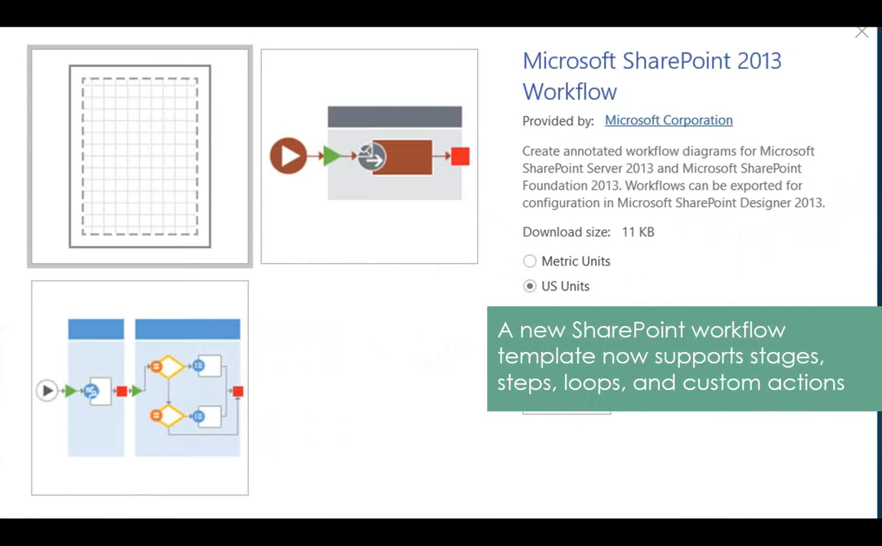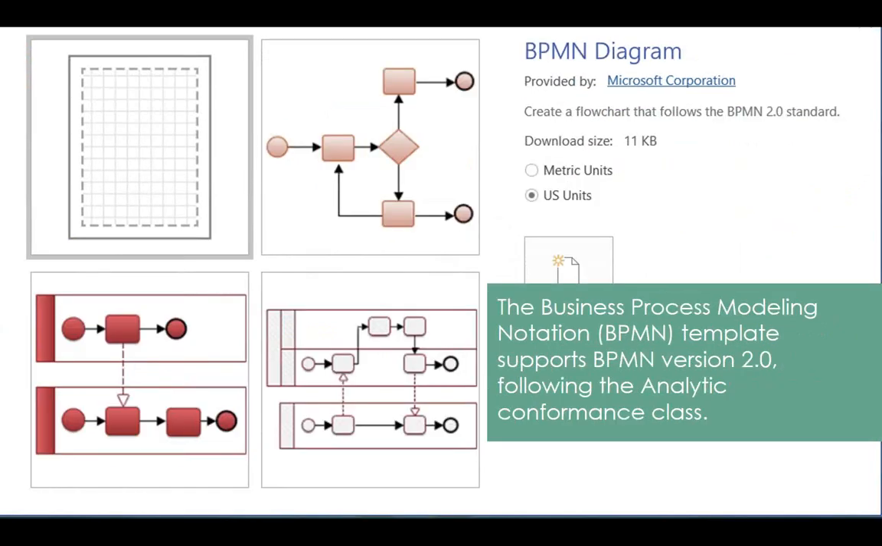A new SharePoint workflow template that has additional support for stages, steps, loops, and some custom actions. I've talked in the past about the capabilities of generating SharePoint workflows from Visio diagrams and using Visio to diagram the workflows that you've deployed in SharePoint, so you can go either direction. Business process modeling notation template that supports BPMN version 2.0.